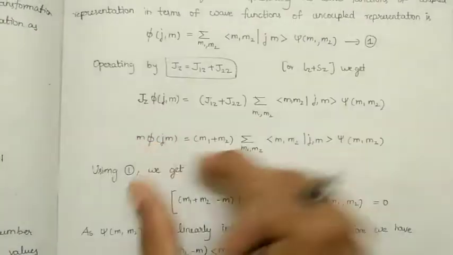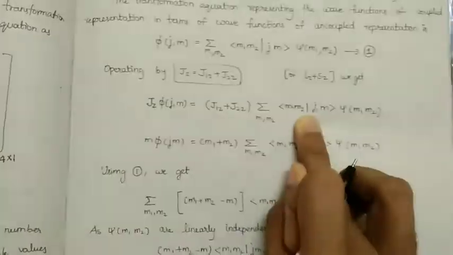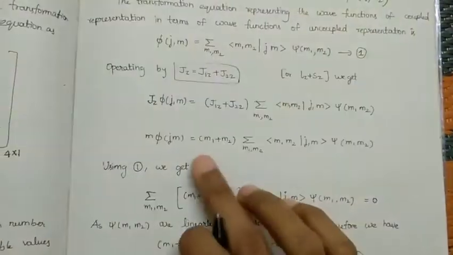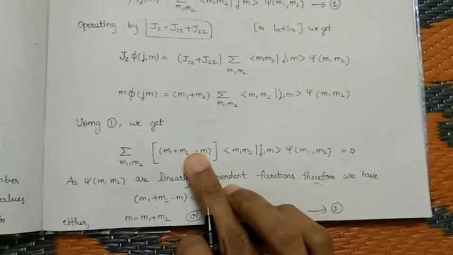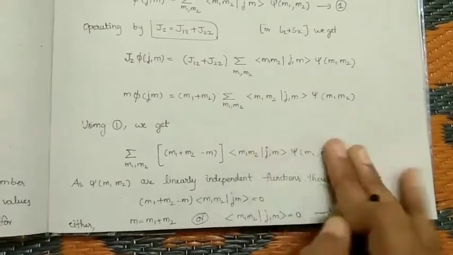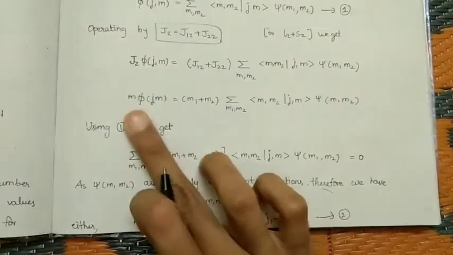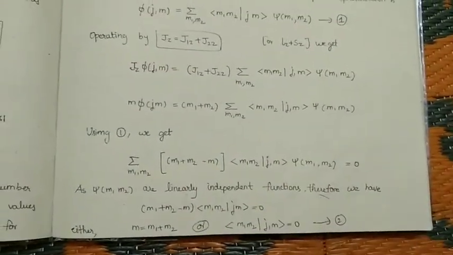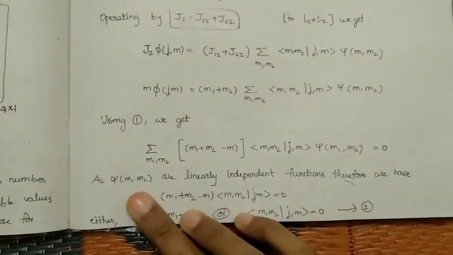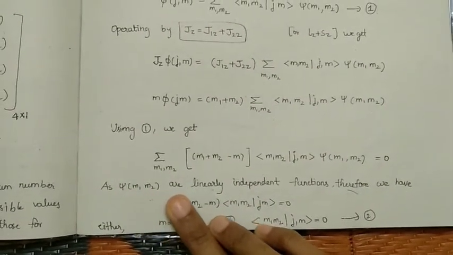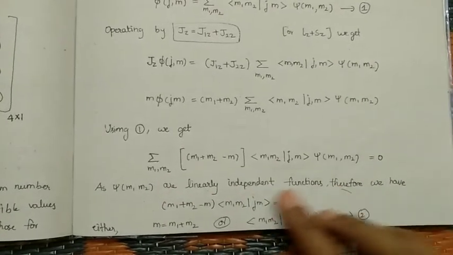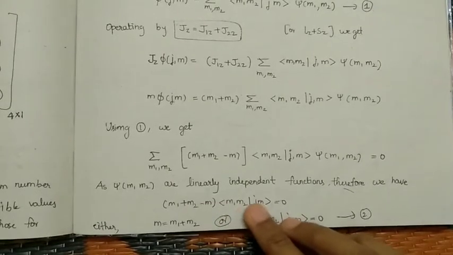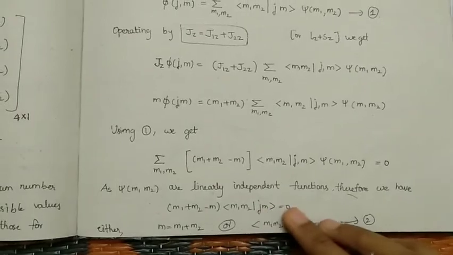So that would be taken as common, and we need to send this term to that side. If we send that side, both these terms could be taken as common. So what would remain is m1 plus m2 minus m, because this is common for both, and here m1 plus m2 is there, here m is there. So that one would go to that side, we would have minus m. So this is equal to 0. And next thing is, as xi of m1 comma m2 are linearly independent functions, therefore we have m1 plus m2 minus m into the bra of m1 m2 jm ket equals 0.